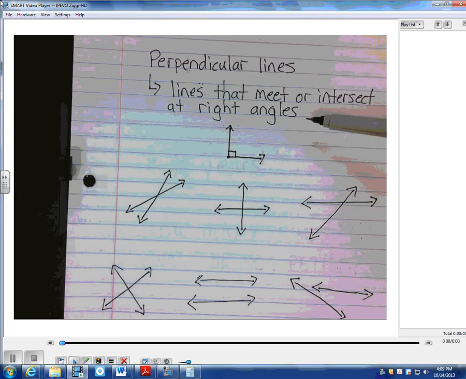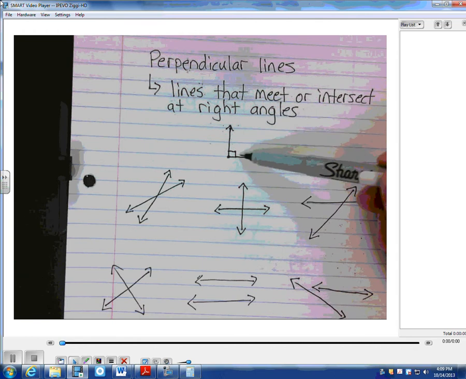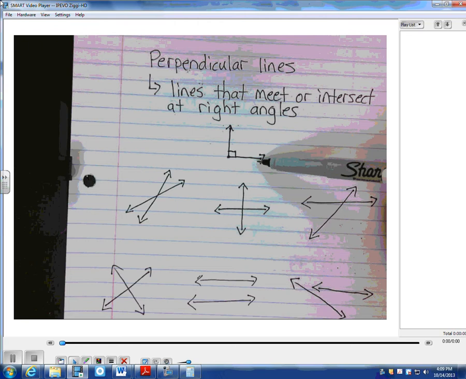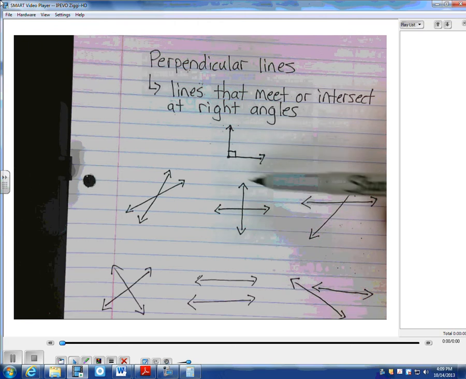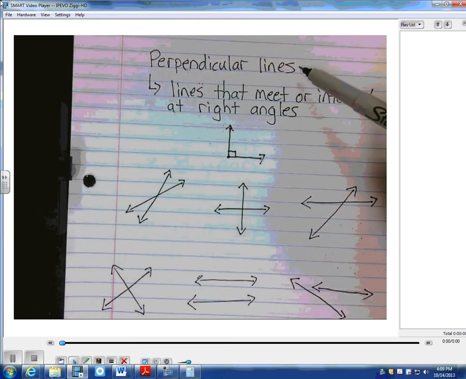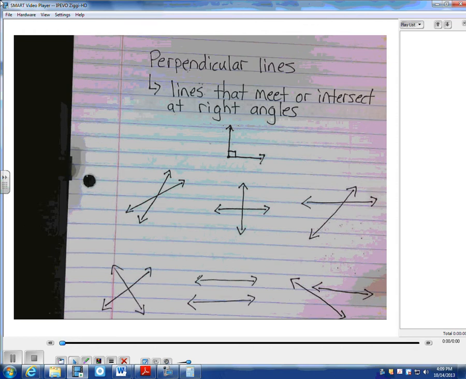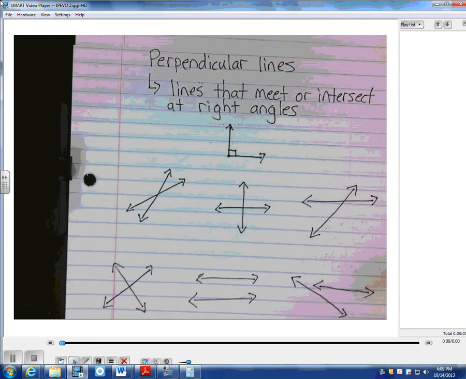Okay? So again, this is just a quick example of a right angle. As you can see, it's 90 degrees. It's almost like a perfect L. So perpendicular lines are when the lines meet at 90 degrees. So I drew some examples here for us to look at so we can tell the difference.